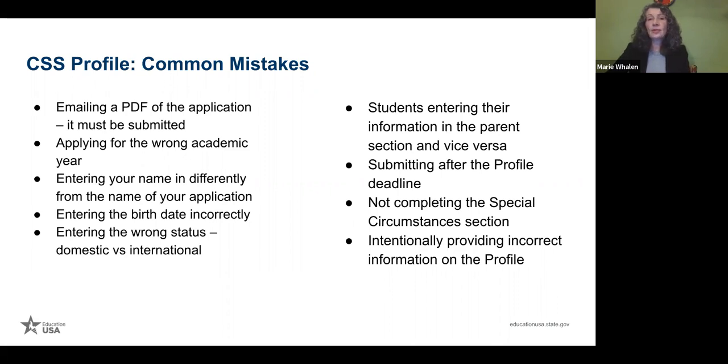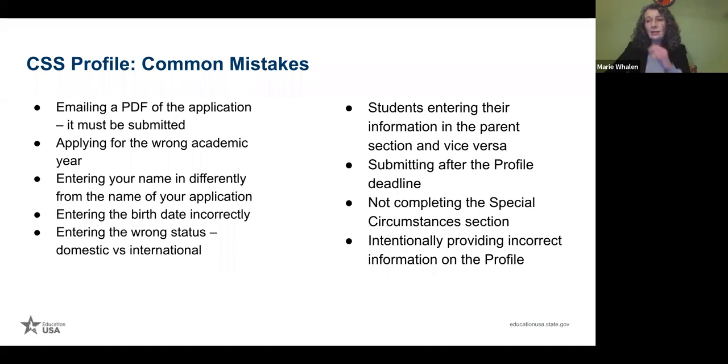Also, make sure that you and your parents are completing the correct sections. There are specific sections for the student information, specific sections for the parent information. And if you switch those around, it can really affect the data and what ends up happening in terms of need analysis for your applications.